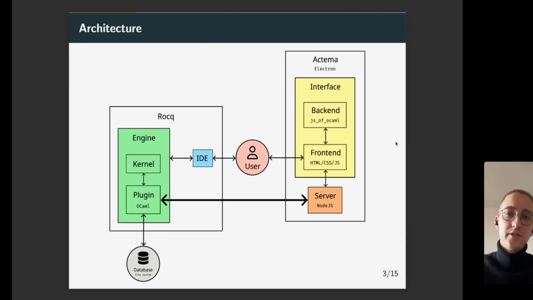This is the architecture of the system. It's pretty generic. You see the Actema interface is well separated from the Rocq proof assistant, so it could work with other proof assistants like Isabelle or Lean, as soon as you have the possibility to execute tactics step by step.